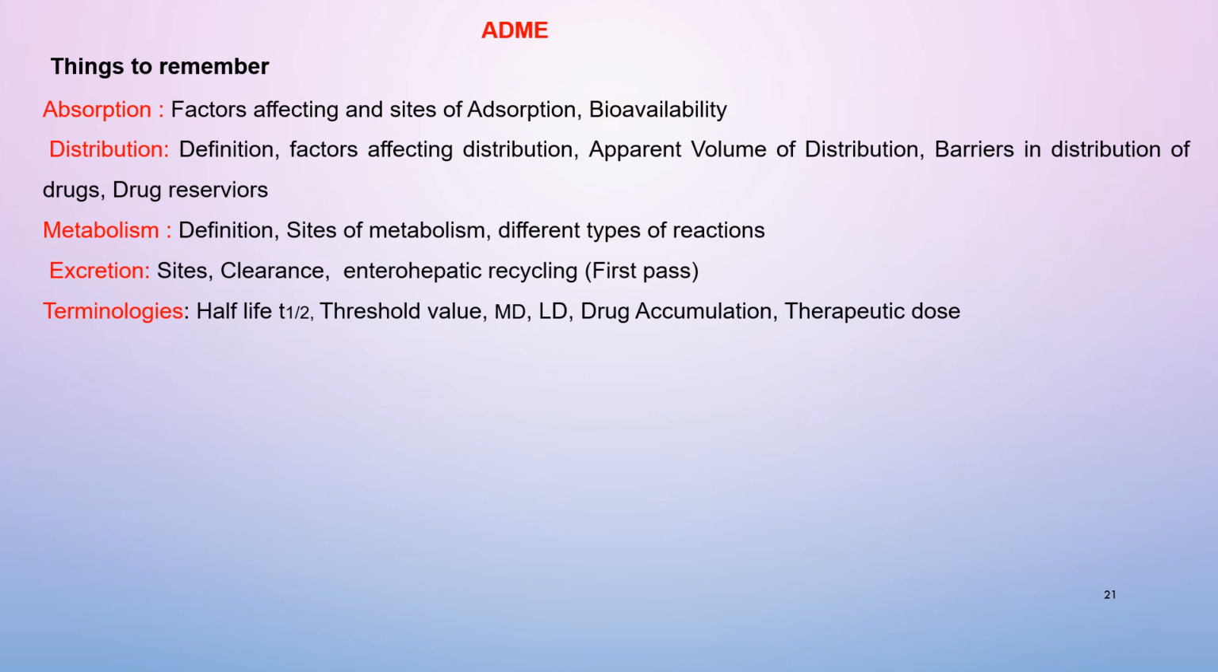Under metabolism, the sites of metabolism and the different types of reactions that occur under metabolism to break down complex molecules into simpler molecules for elimination. Next, under excretion, the major sites of excretion, what are the different clearance values with definition, the first pass, and certain terminologies like half-life, threshold value, maintenance dose, loading dose, drug accumulation, and therapeutic dose.